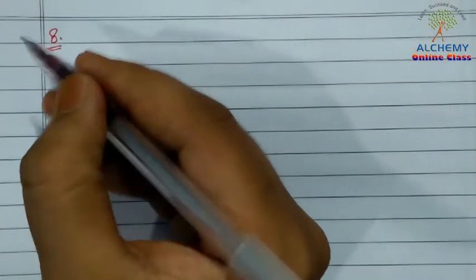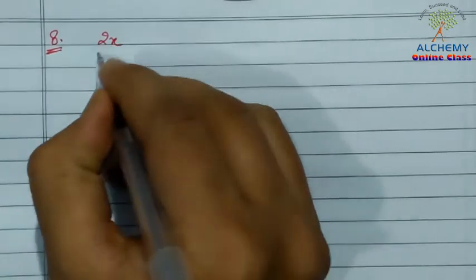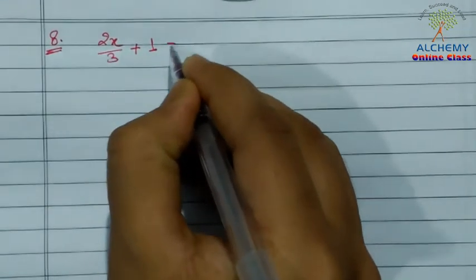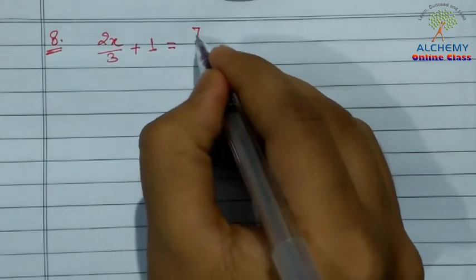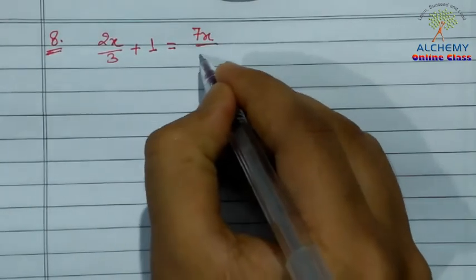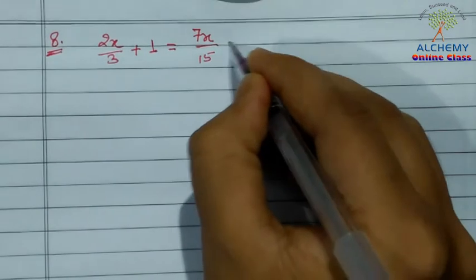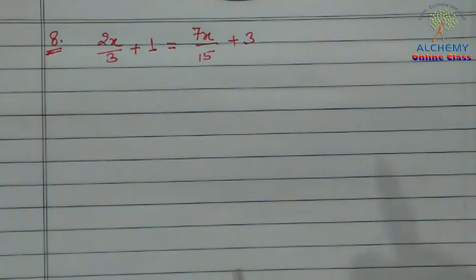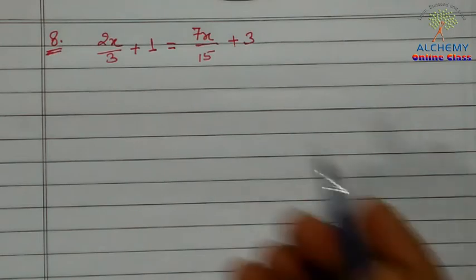Okay, question number 8 is 2x upon 3 plus 1 is equal to 7x upon 15 plus 3. So we are going to solve this question. The terms which have the variable we can take to one side of the equal sign. Okay, so let's take it.